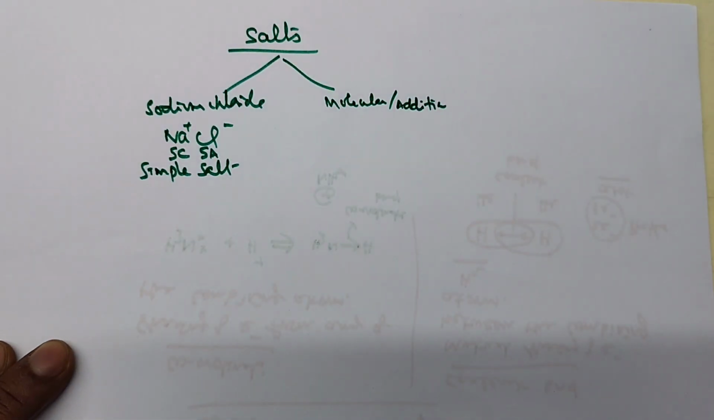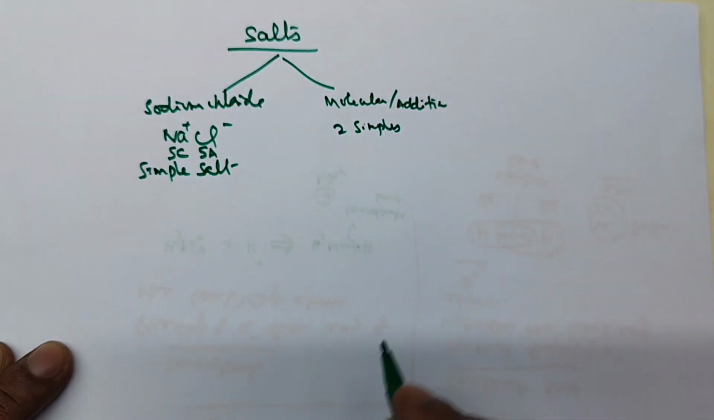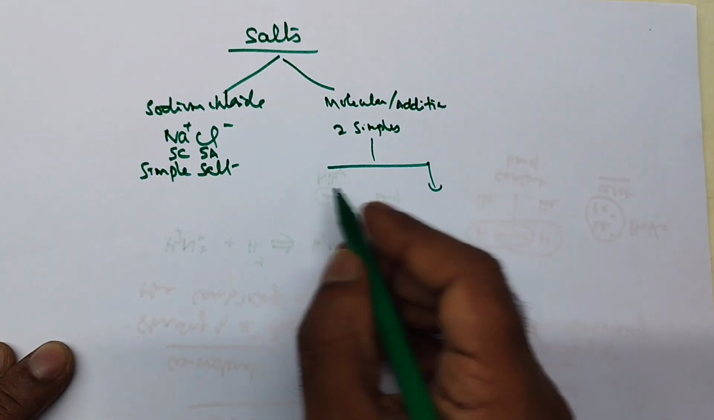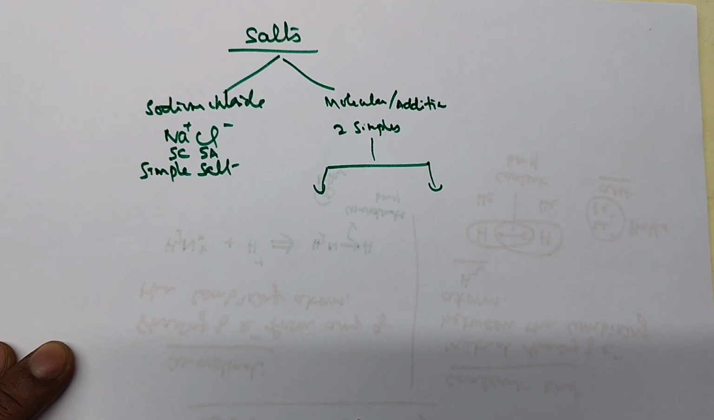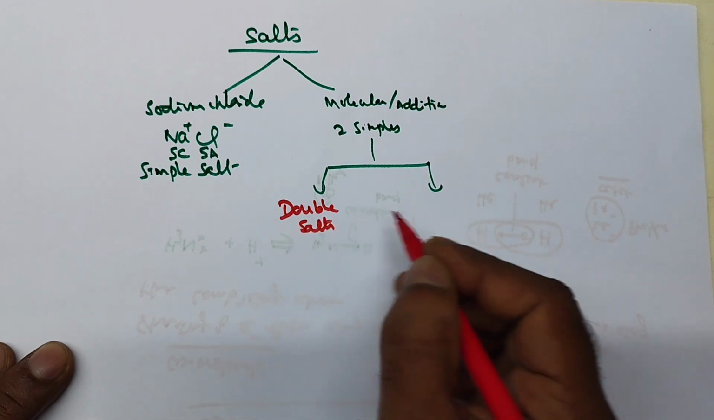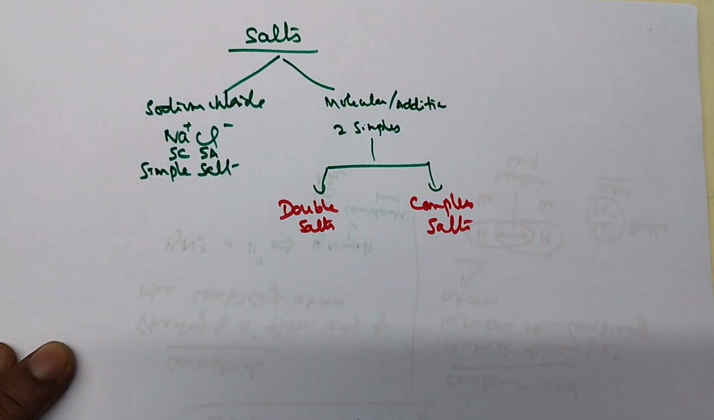You can take 2 simple salts. On crystallization, we get a salt which is further classified into two types: one is a double salt, and the other is a complex salt. Now we have to know the differences between double salts and complex salts, some examples of double salts, and on what basis we differentiate double salts and complex salts.